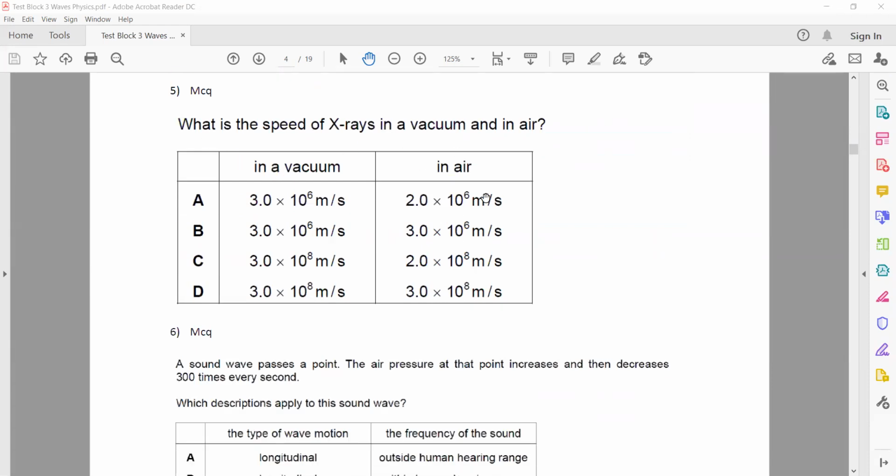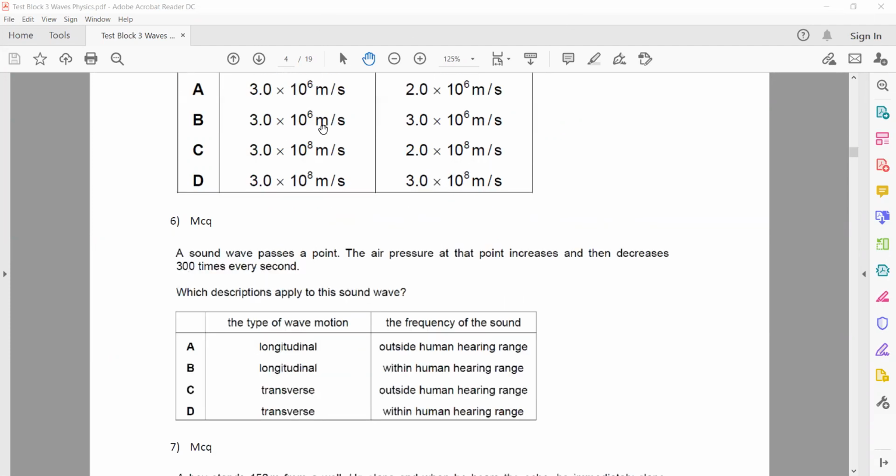What is the speed of X-rays in a vacuum and in air? Because these are electromagnetic radiations, electromagnetic waves all travel with the same speed in vacuum. And in air also it will be approximately the same, slightly smaller, but when you round it off, it will be the same value. So 3 × 10^8 meters per second.